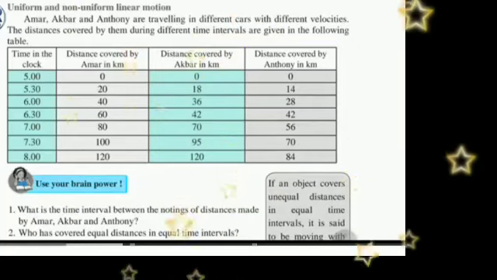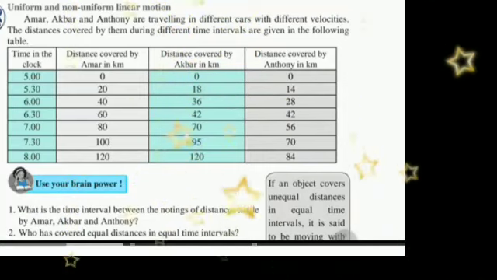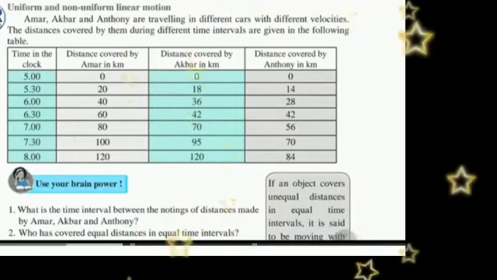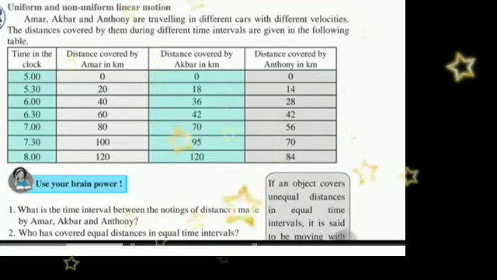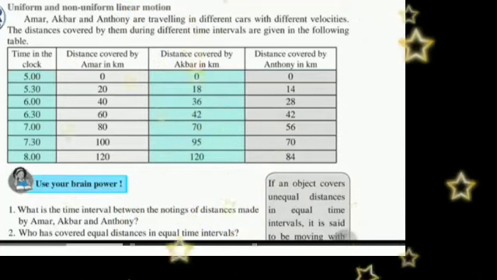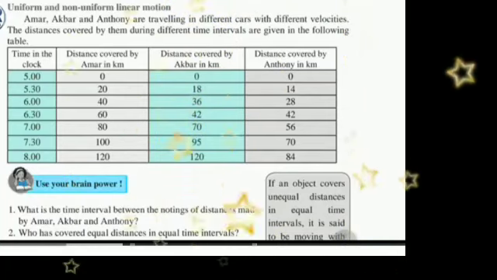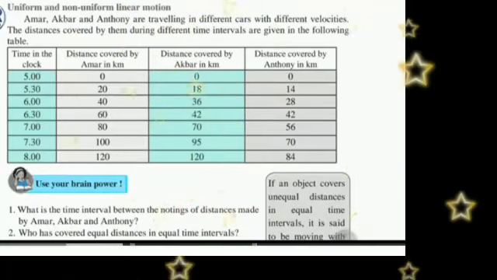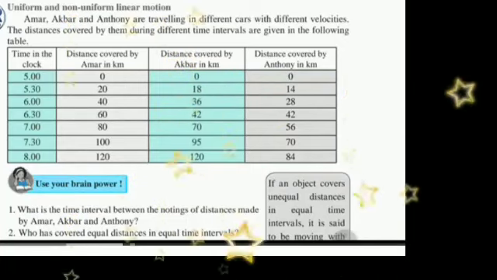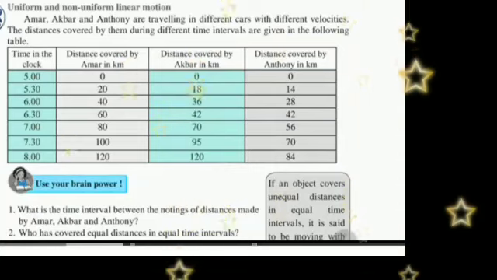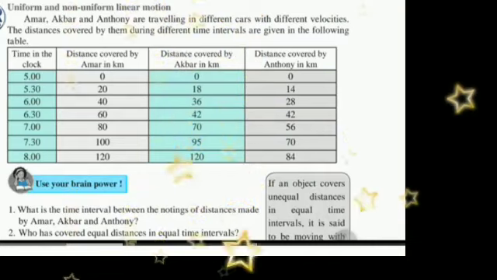Now see, Akbar at 5 o'clock covers 0 kilometers. Then at 5:30 he covers 18 kilometers. Then at 6 o'clock he covers 36 kilometers. And at 6:30 he covers 42 kilometers. In every half hour he has not covered equal distance. In the first half hour he covers 18 kilometers, in the second half hour 18 kilometers again, and in the third half hour 6 kilometers. Like that he has not covered equal distance in equal intervals of time. So this is called non-uniform linear motion.